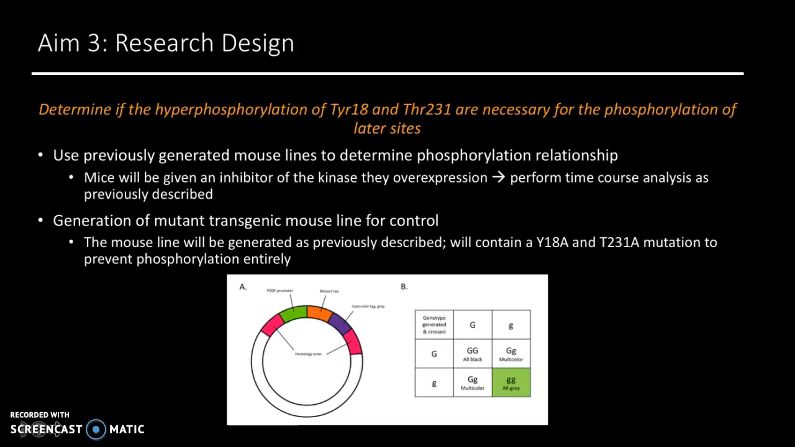Here, the mice will be given the inhibitor of the kinase that they're overexpressing, and then I'll do the same time course analysis as I previously described on the hippocampus, lyse out the tau, run the gel. Then the second experiment I'll be running is I will actually generate a new mutant transgenic mouse line. Here they will still have the homology arms, a coat color tag, this time it'll be gray, and then the PDGF promoter, but instead of the kinase, these guys are actually going to be expressing the mutant tau. The mutant tau is going to have alanine transition at the tyrosine 18 and threonine 231. This should prevent the phosphorylation of these sites entirely because alanine lacks the OH group, it just has a CH3.